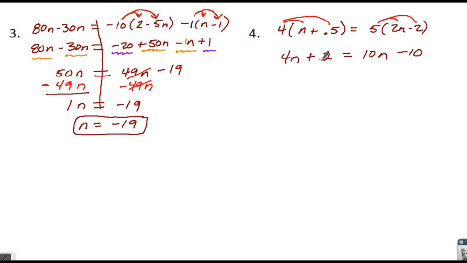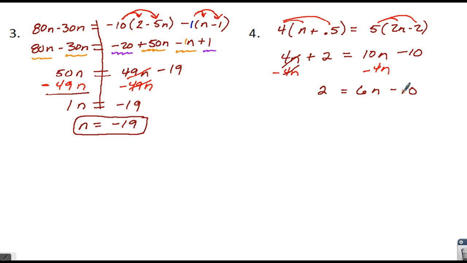Okay, so what we want to do again is choose the smaller of the variables. The 4n versus the 10n, which is the smaller one I would choose. Of course, the smallest term is going to be the 4n, so I'm going to go ahead and subtract 4n on both sides. 4n's are going to cancel. And you've got 2 equals 10 minus 4, which is 6n minus 10.